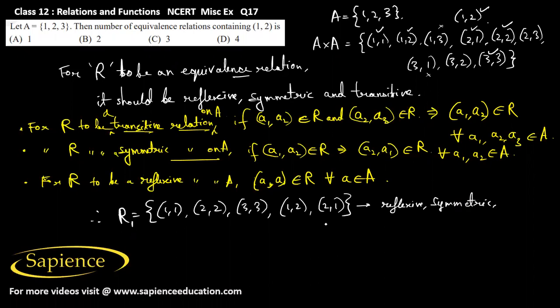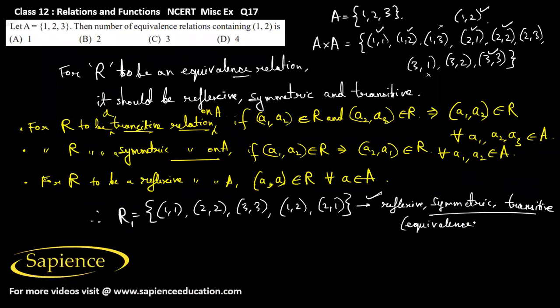So it is transitive also, since there are not 3 different elements involved: (1, 2) is there and (2, 3) is not there. So it is transitive also. So this will be an equivalence relation.